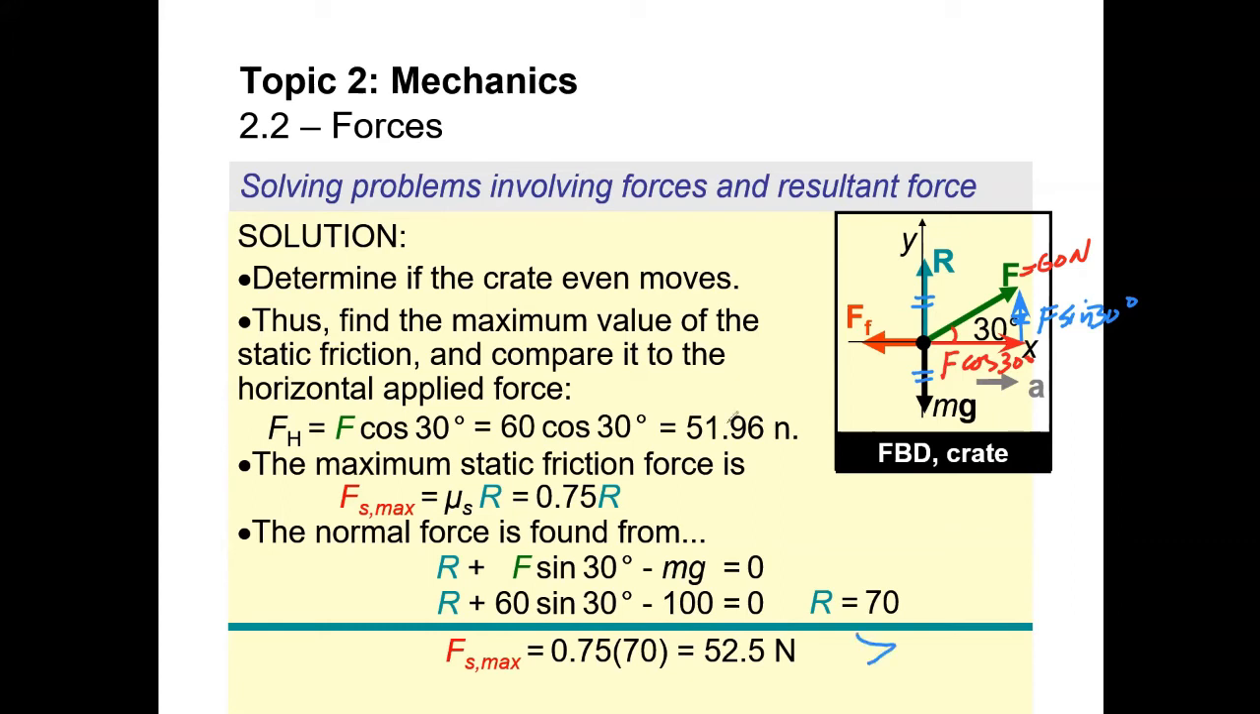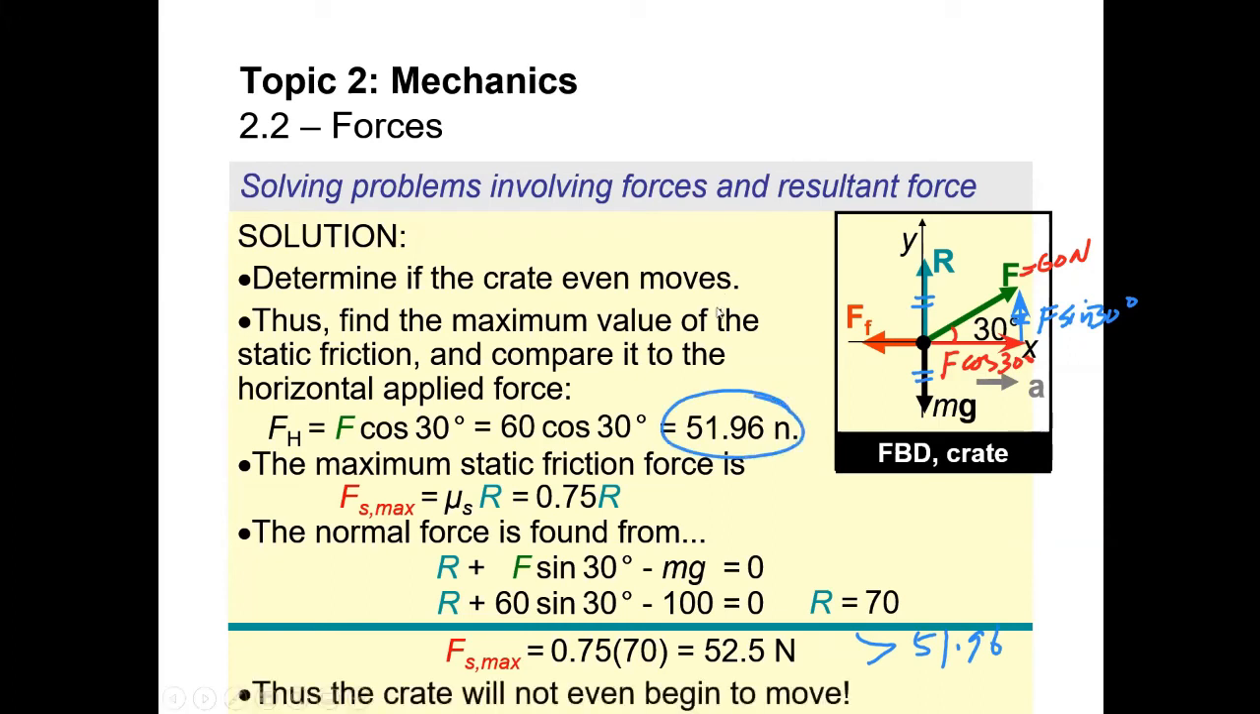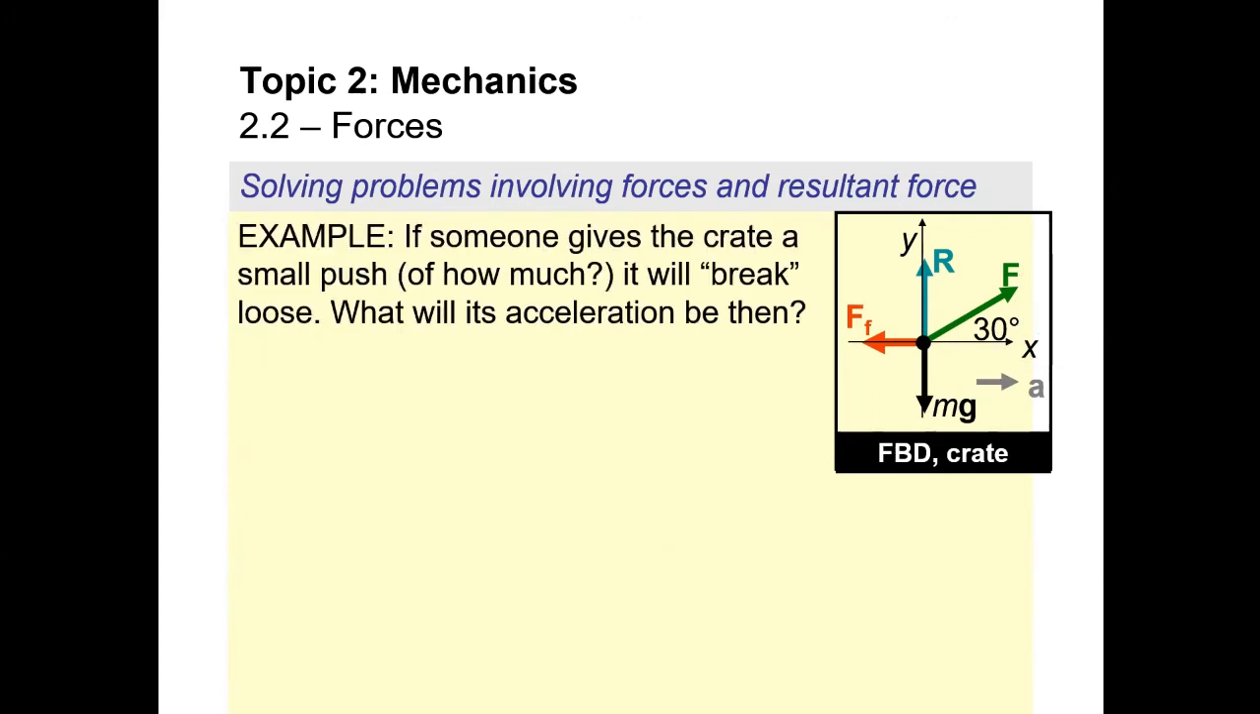The maximum static friction of 52.5 Newton is larger than the horizontal applied force of 51.96. Therefore, the crate will not even begin to move. If someone gives the crate a small push so that it breaks loose, what will its acceleration be then?